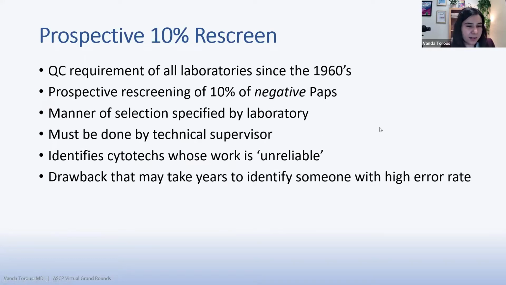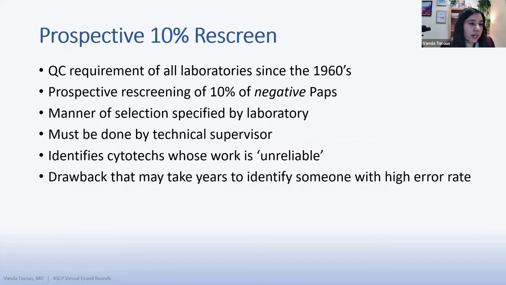Now, the manner of selection in which this is done is largely specified by the laboratory. We have to do a combination of those which are randomly selected and then those which are from higher risk patients. So higher risk meaning perhaps a patient with history of SIL, squamous intraepithelial lesions. So really the manner of selection is specified by the laboratory, but it has to be some combination thereof. This must be done by a technical supervisor. So technical supervisor may be a cytopathologist, maybe a general supervisor, or it may be a cytotechnologist with three or more years experience over a 10-year period.